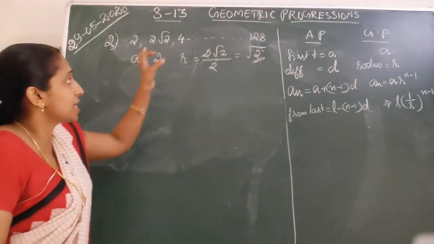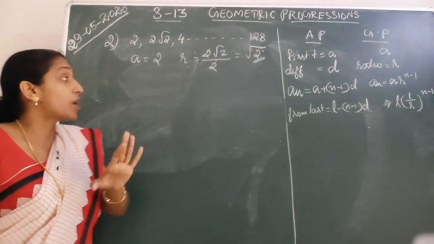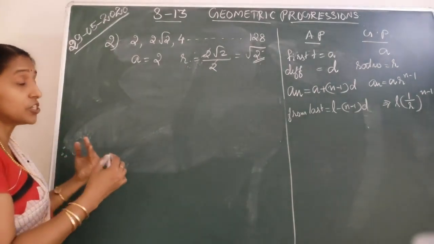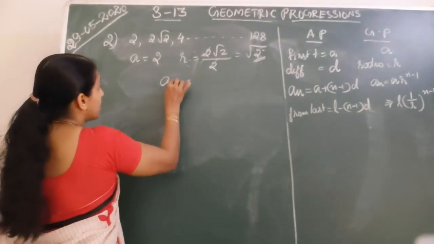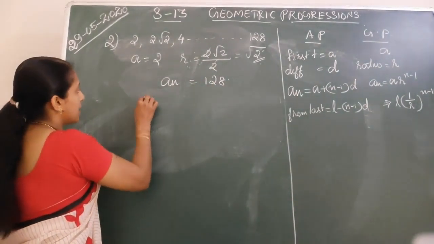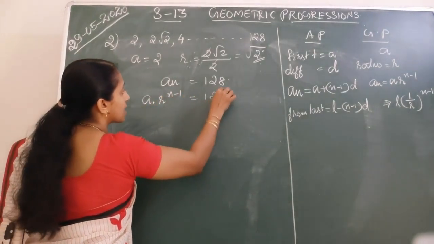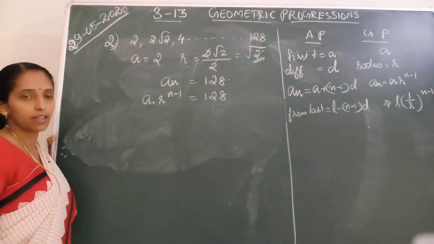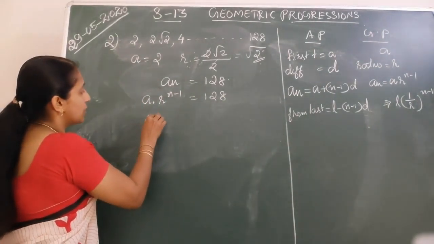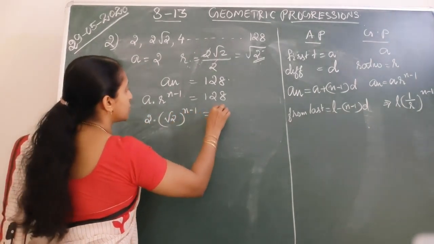Now you have to check which term is 128. That means we are given a_n, the last term, as 128. So A into R to the power n minus 1 is given as 128. Right? What is our A? A is 2. So 2 into root 2 to the power n minus 1 equals 128.